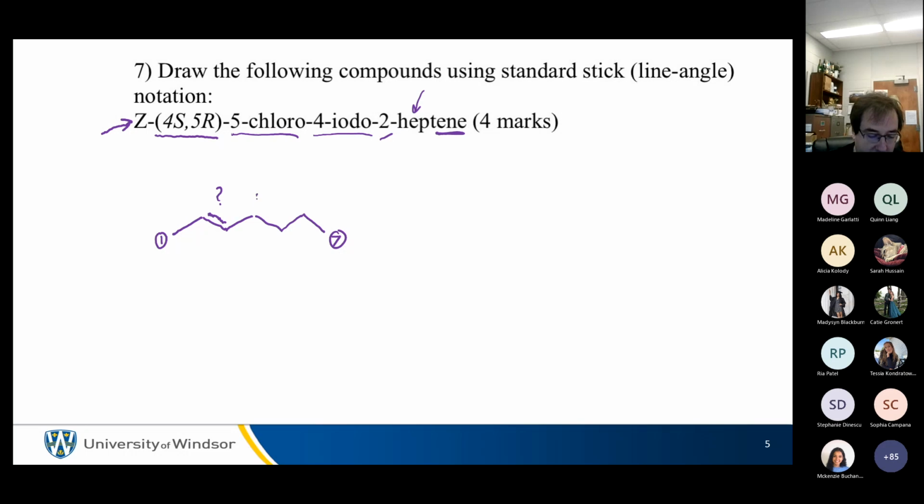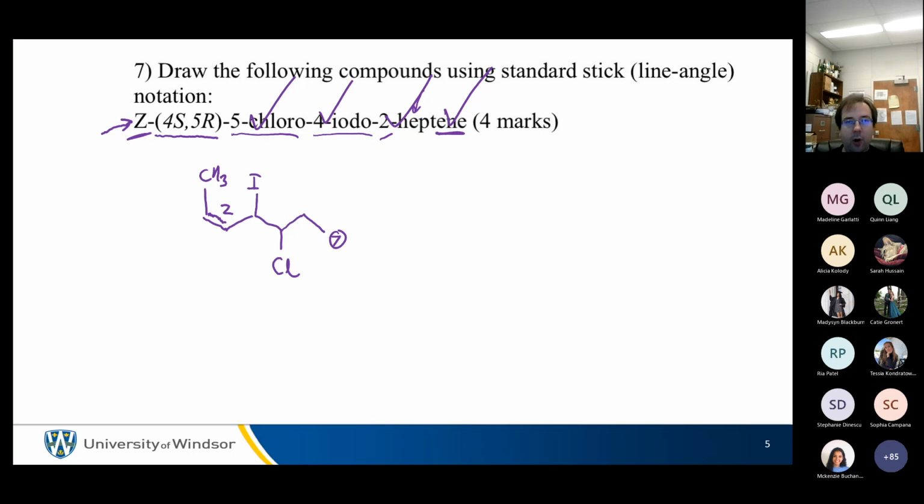So on carbon 4, I have an iodine. On carbon 5, I have a chlorine. So check, check, check, check. Now I need to deal with this. They said it's a Z double bond. That's a same-side double bond. That means my two heaviest groups should be on the same side of the double bond. And the way I've drawn it, they're not. They're on opposite sides. It's the two carbons that are the heaviest things. So I need to redraw this. You know, if you want, you can even write Z on there.